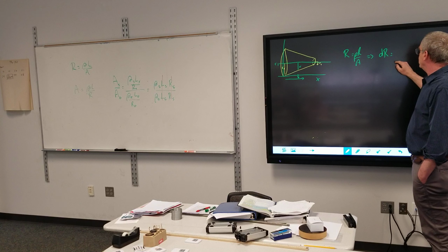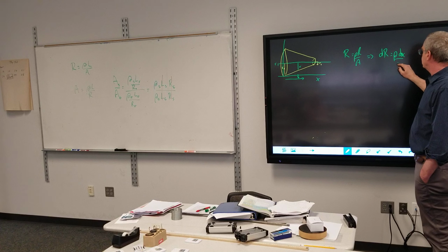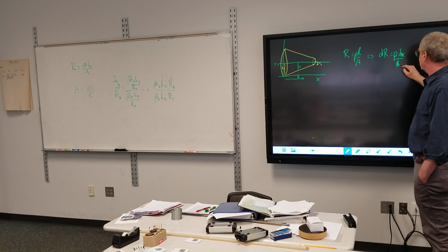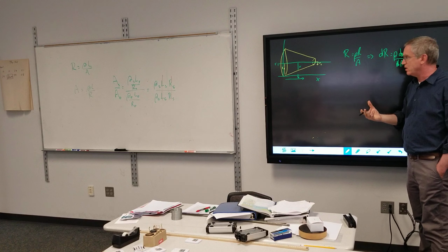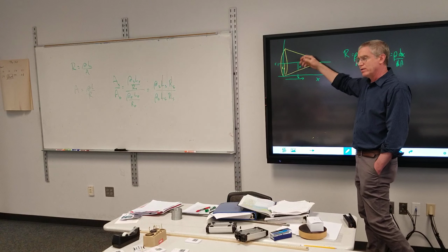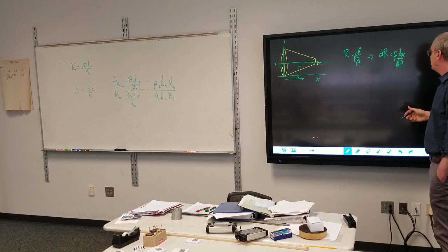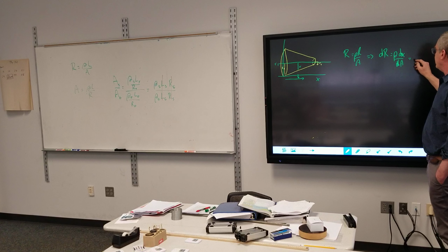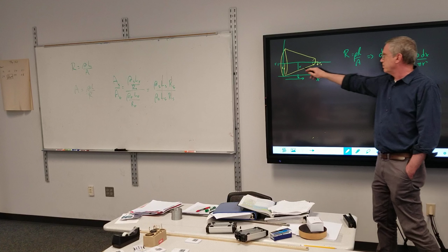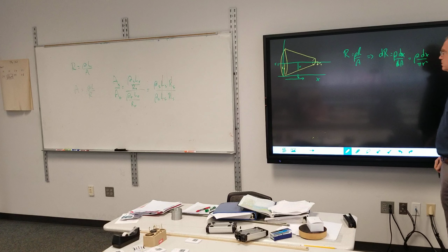dr is equal to rho dx over the value of A at that point. A is not a differential because that's a cross-sectional area. It's definitely not infinitesimally small. My area at any particular spot is pi little r squared, where little r is just that distance.